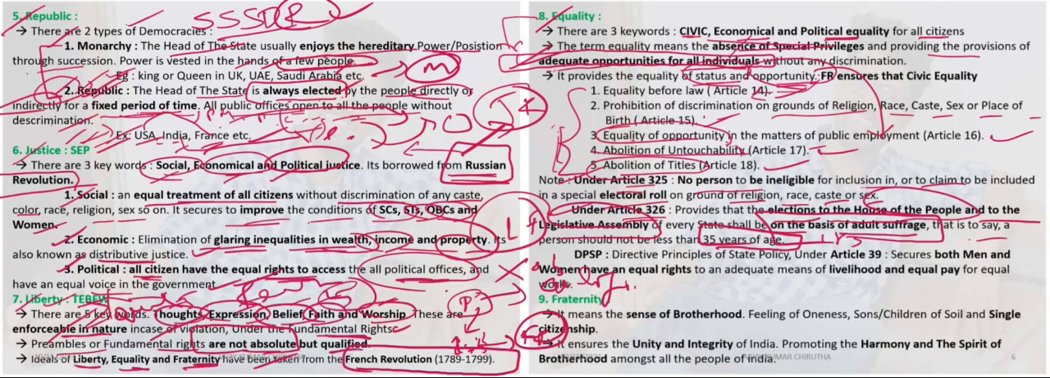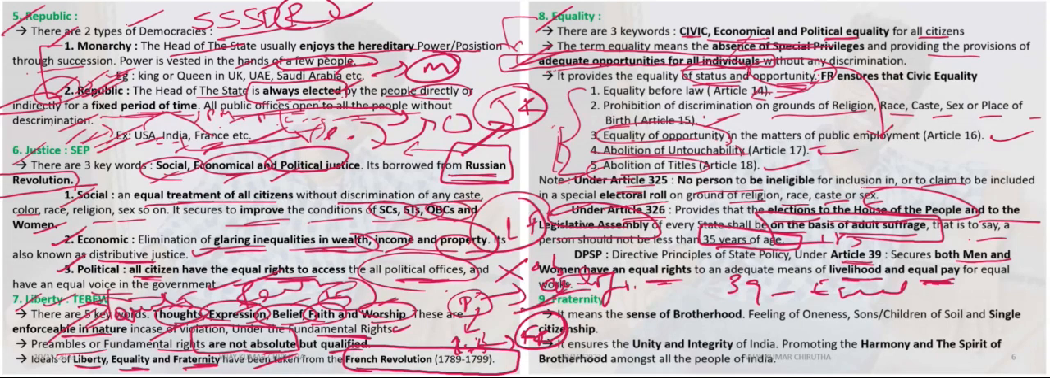Article 325, 326 and DPSP. Under Article 39, both men and women have equal rights to adequate means of livelihood and equal pay for equal work. Article 39 says that there is equal payment for equal work for both men and women.